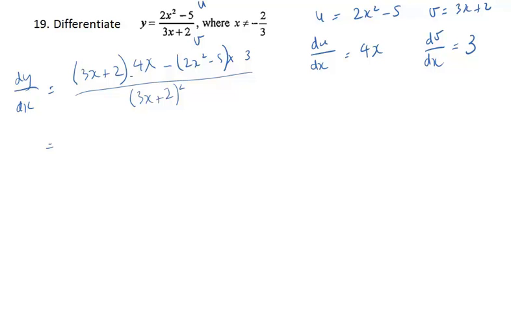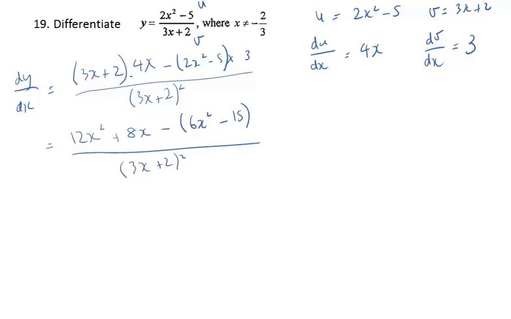So we multiply this one through. 3x times 4x gives us 12x squared, plus 2 times 4 is 8x. And we're going to keep this one in brackets until we work through, just because we have this negative sign in front. 2x squared times 3 is 6x squared, minus 5 times 3 is 15. Here on 3x plus 2 all squared.